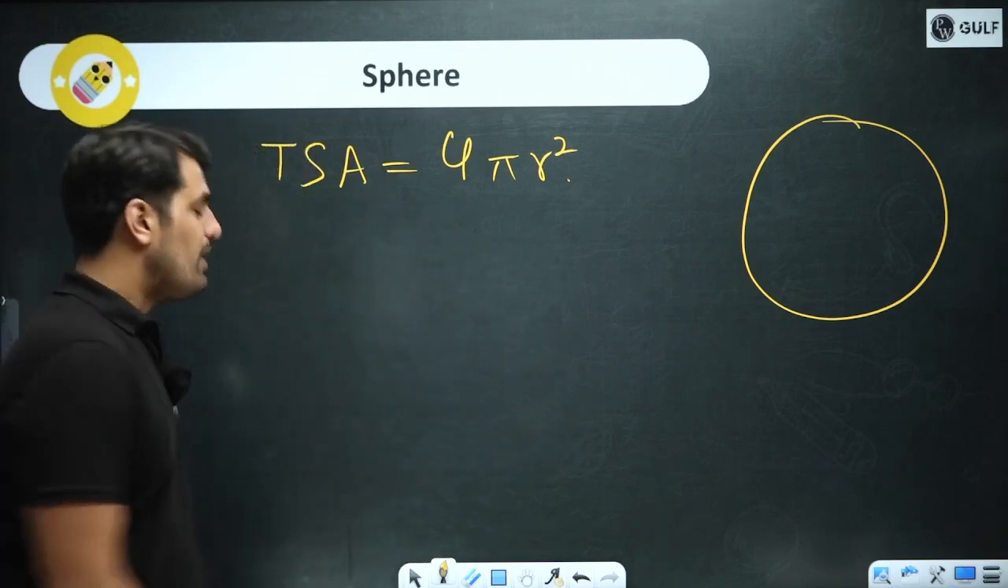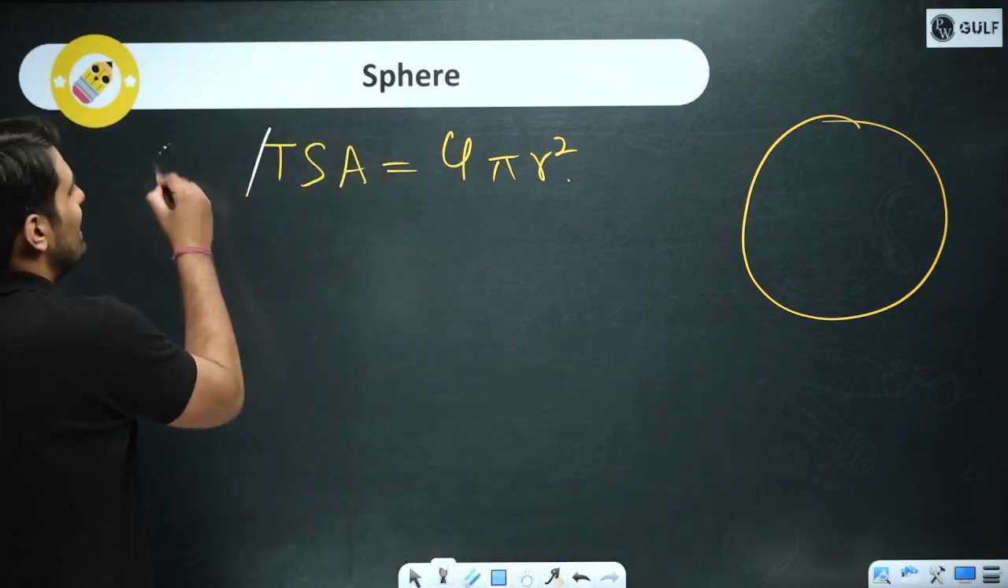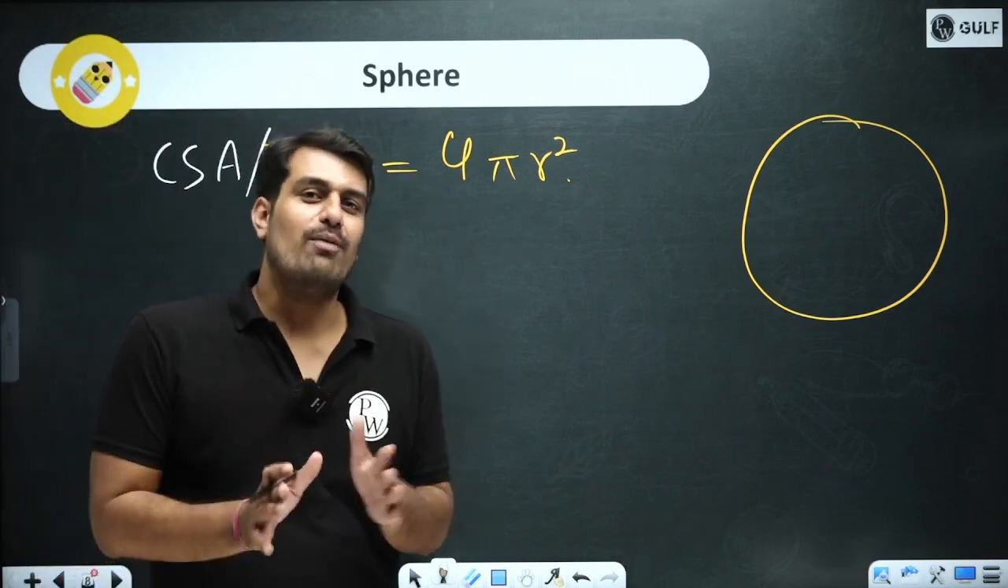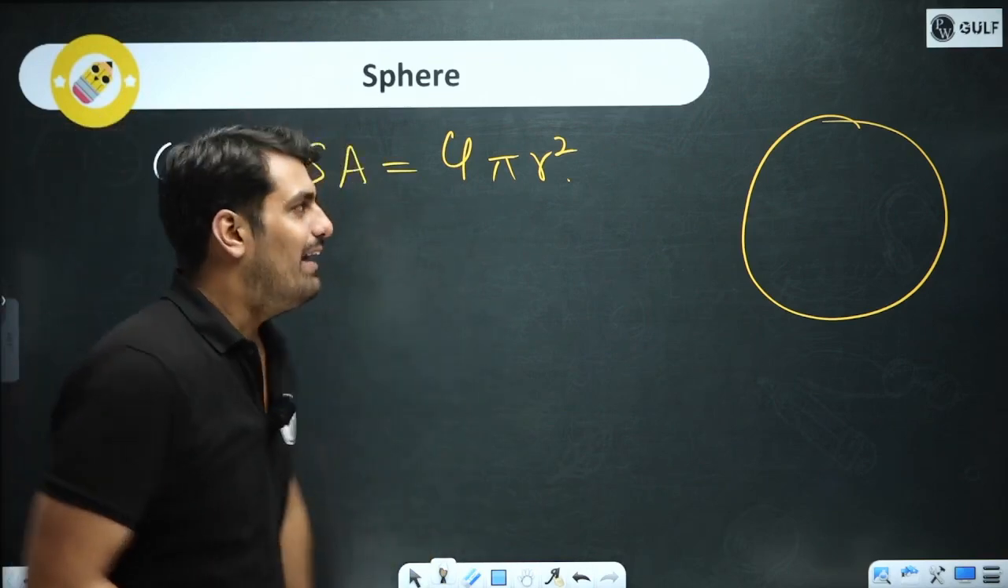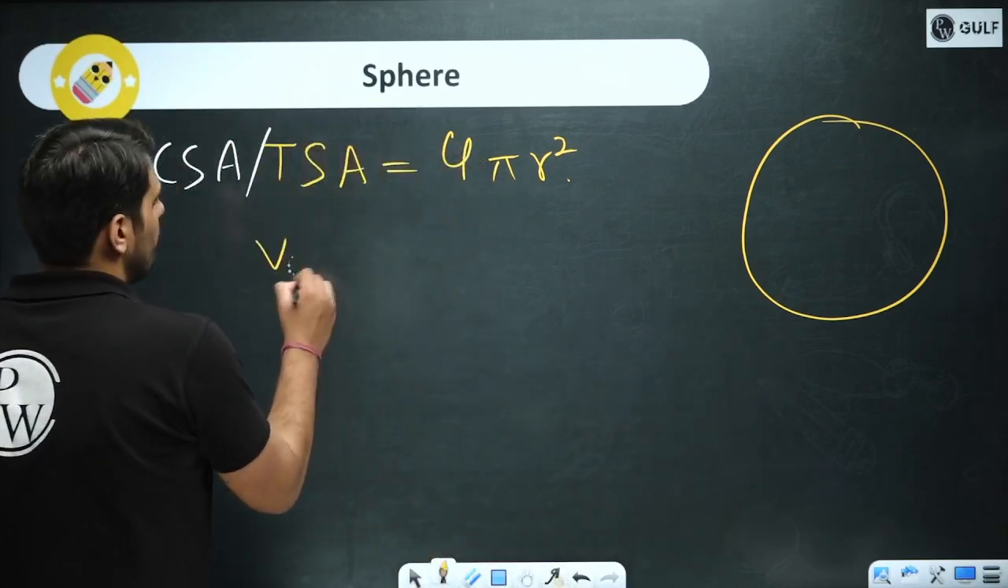So for the total, you can put a slash and write it as the curved one as well if you want. This is a single formula for the area, which is good for us. The next thing appearing over here is volume. So what would the volume of this be?